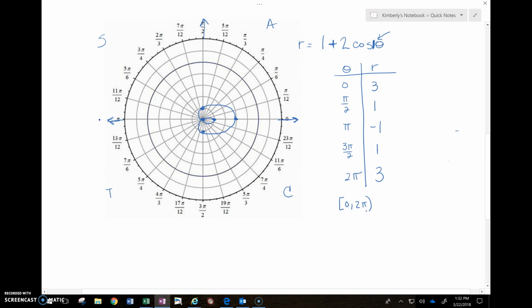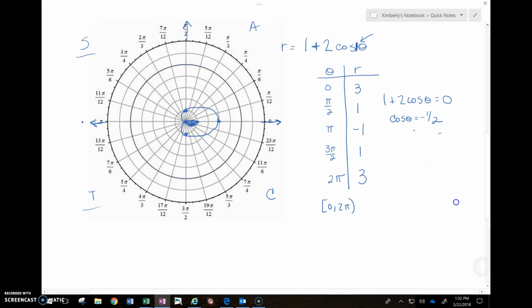But something else that we might be interested in finding out, let's say we want to find the area just inside the loop, I'm going to need to know the angles that form the loop. So if you set your equation equal to 0, you can find when it actually passes through the origin. So you're going to get the trig equation, cosine of theta equals -1/2. I put your ASTC in here so you can see that your angle is going to be in the second and third quadrant, because that's where cosine is negative. Your reference angle is pi thirds, so your answers are 2 pi thirds and 4 pi thirds.